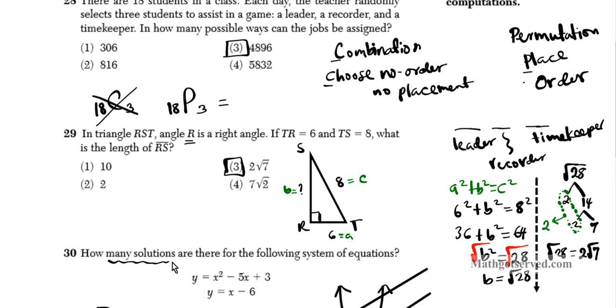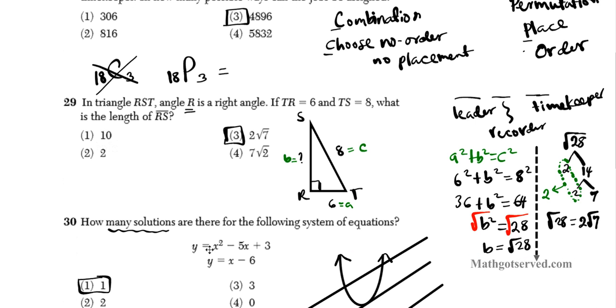Question 29 involves the Pythagorean theorem. We're dealing with a right triangle RST. The right angle is R, so you have to make sure when drawing a triangle, R is assigned to the right angle, and S and T don't really matter. Then you label your triangle using these measures, 6 for TR and 8 for TS.